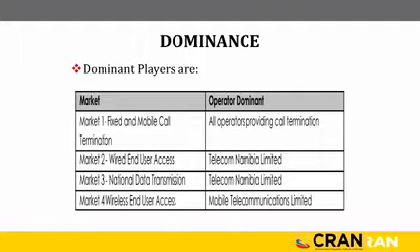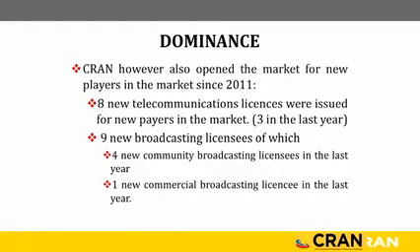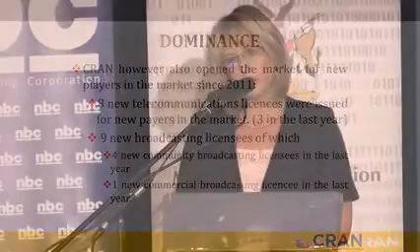But we are not only looking at dominance, we are also looking at competition, because that is what the Act says we should do. So what has happened since 2011 when CRAN was established? 8 new telecommunication licenses were issued, of which 3 were issued in the past year. 9 new broadcasting licenses were issued, of which 4 new community licenses were issued in the past year, and 1 new commercial license was issued in the past year. This is to ensure that we have effective competition. Some of these were national, some of these were only local.